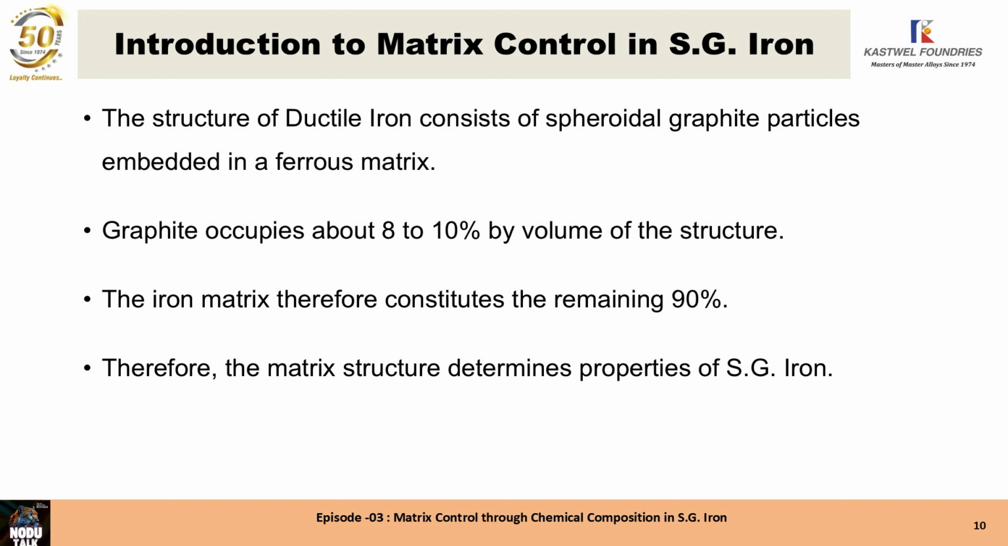The structure of ductile iron consists of spherical graphite particles embedded in a ferrous matrix. Graphite occupies around 8 to 10% by volume of the structure. That means the iron matrix constitutes about the remaining 90%. Therefore, the matrix structure determines properties of SG iron.